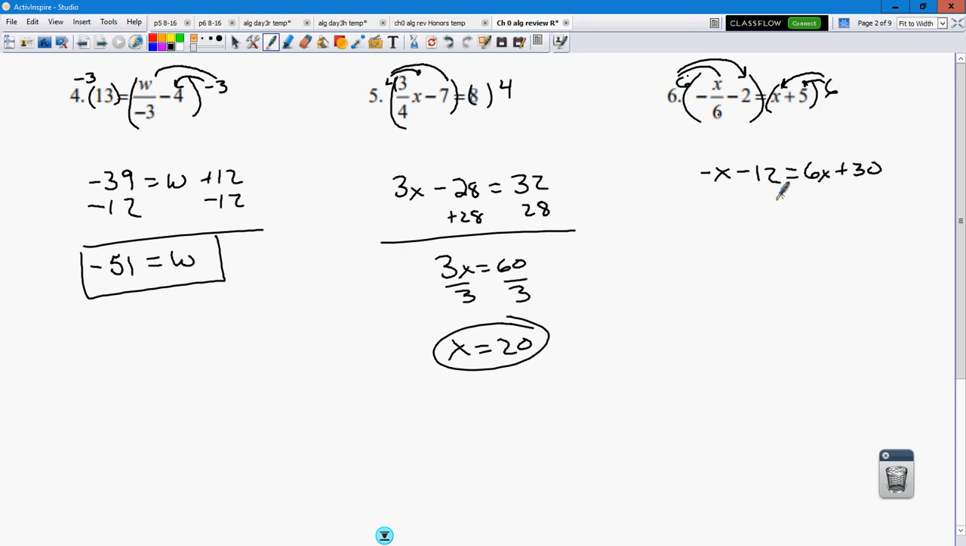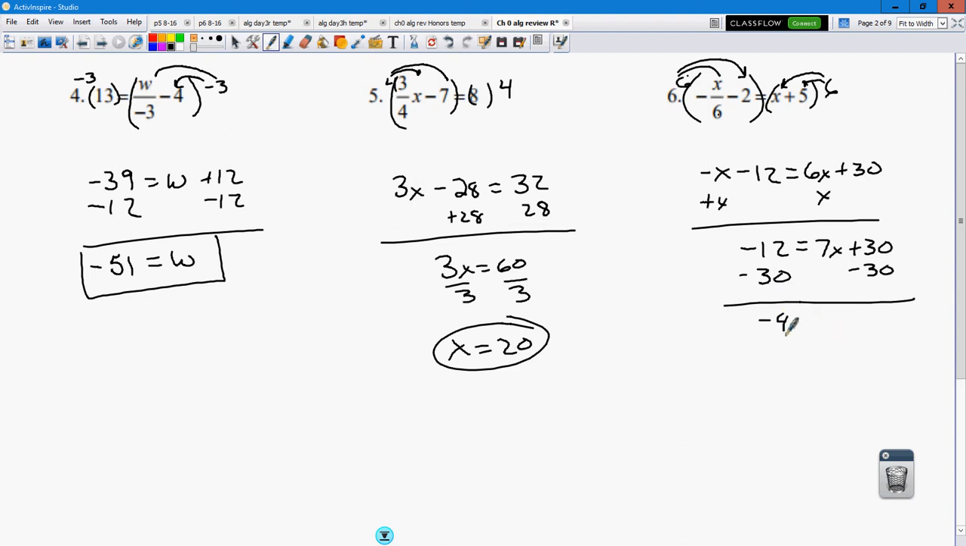X is larger on the right, so I'm going to add x to both sides. I have a negative 12 is equal to 7x plus 30. If I subtract 30 from both sides, I have a negative 42 is equal to 7x. So when I divide by 7, I get x is equal to a negative 6.